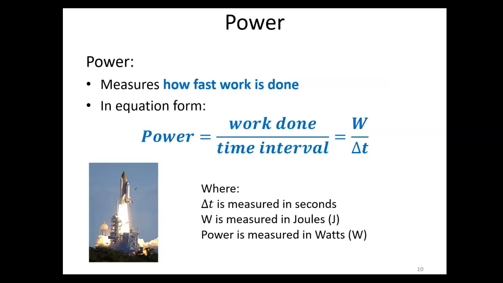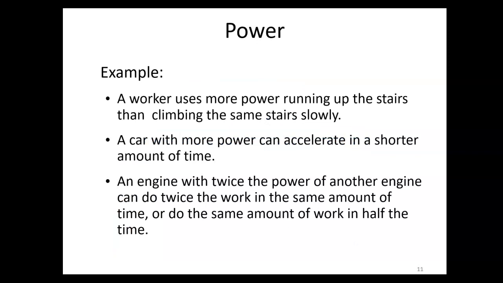Okay, and let's move on to power. Power refers to how fast work is done. It's the rate of doing work. And so to calculate power, we take the amount of work that was done and divide it by the amount of time that it took to do that work. So in this equation, time is going to be measured in seconds, work is measured in joules, and power is measured in watts. Watts is a new unit for us. It's represented by a capital W.